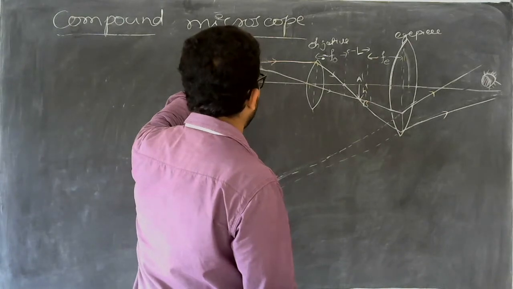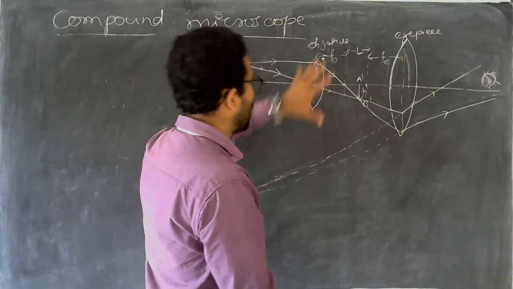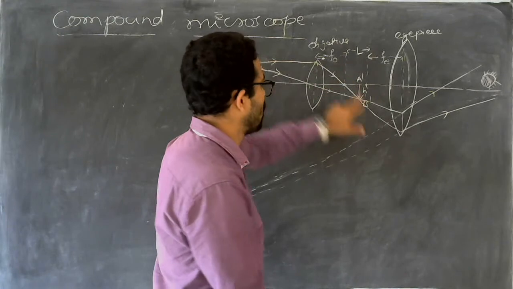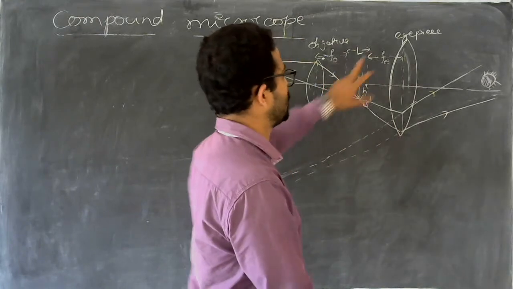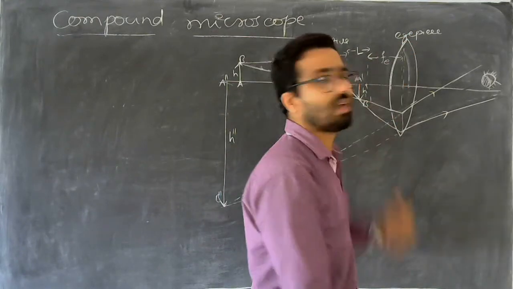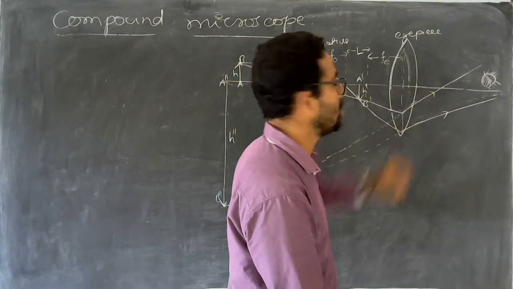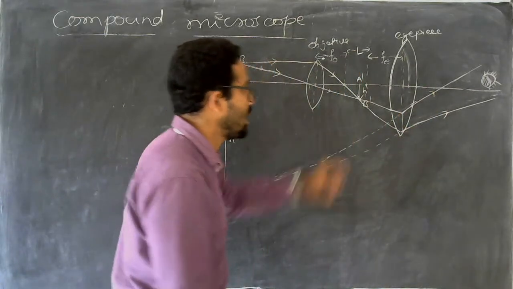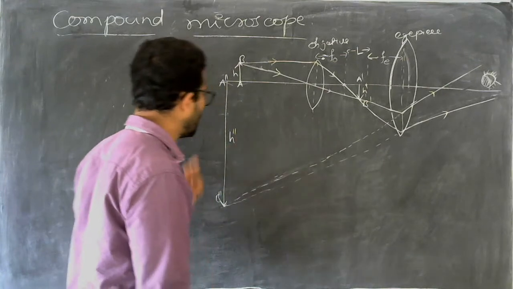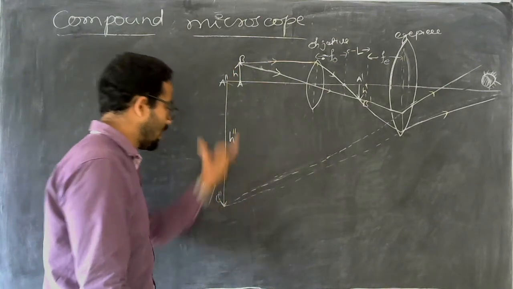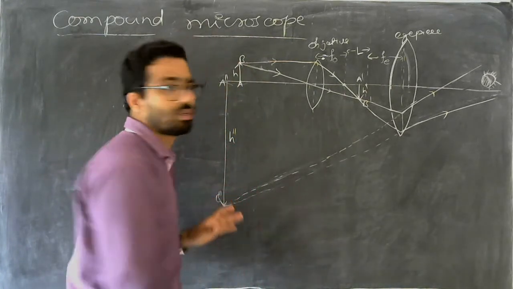See here, a ray of light from this object falls on the objective. After passing through the objective, after undergoing refraction, it will form the image over here. This is the image formed by the object. This image will act like an object for the eyepiece, and the ray from this object will enter into this eyepiece and undergo refraction. If you extend those rays back, they will meet at one point, and that is actually the image, which is inverted, enlarged and virtual. So this is the image formation in the case of the microscope.